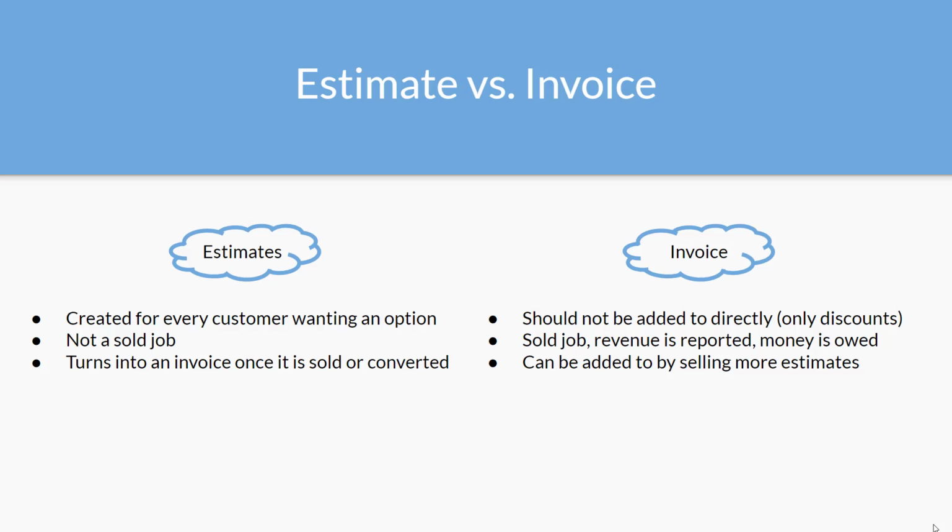Next, we will go over the difference between estimates and invoices. As shown in the videos, estimates are where you build options for the customer and convert them to a sold invoice. Task items should never be added directly to the invoice unless it is a discount. Anything appearing on an invoice will be considered revenue that needs to be collected and reported on. If you need to add more items to your invoice, then you must add an estimate. Once you sell on that estimate, you can choose to keep your original invoice items and add more items to your invoice.